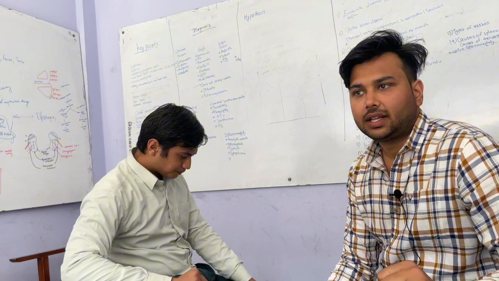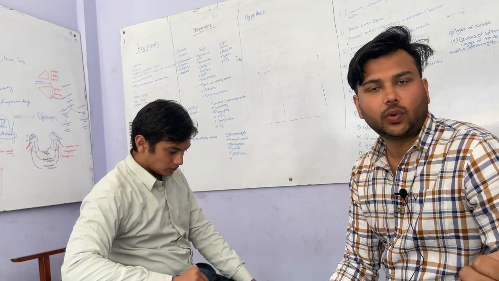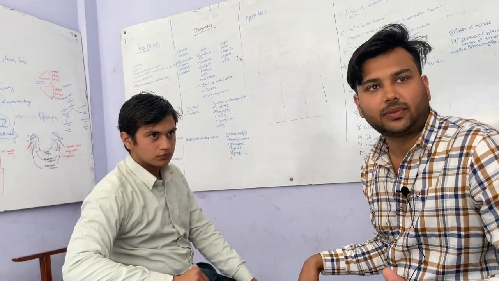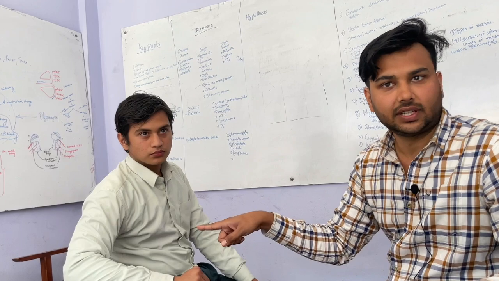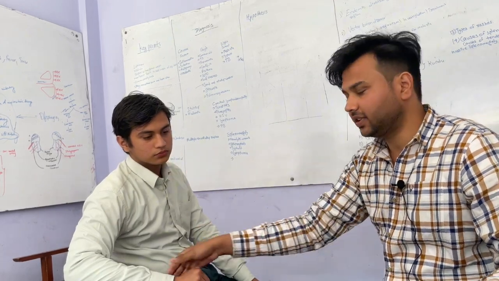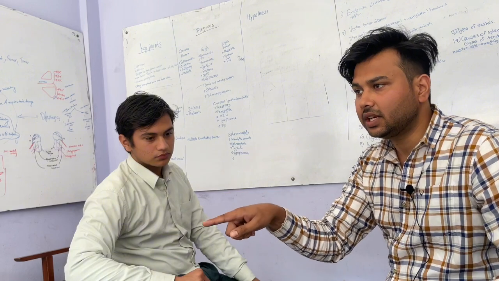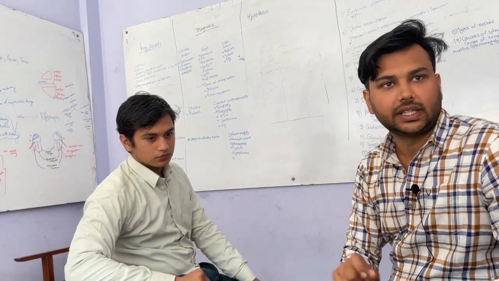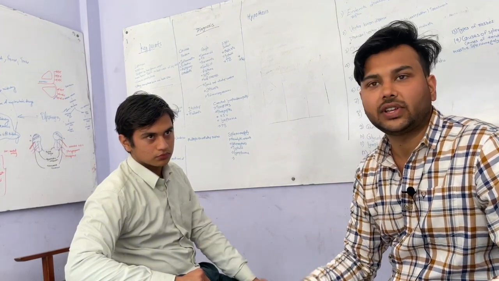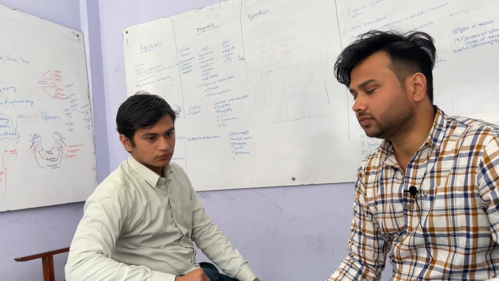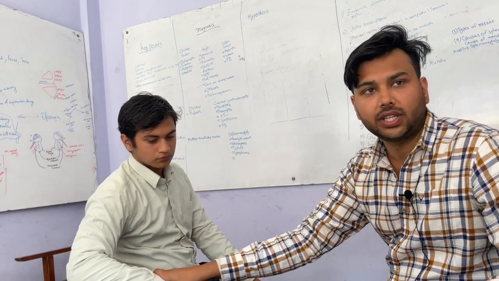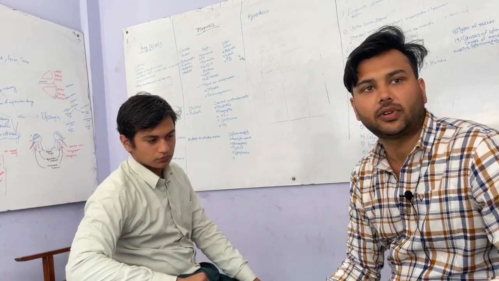Then you need to see whether all the peripheral pulses are palpable or not. Sometimes in shock or dehydration, he might have a good pulse here, but if you palpate the peripheral pulses, they may be absent. And if the peripheral pulses are absent, it means his volume status is not good. He probably needs an IV line to be put in and to be resuscitated with a large amount of IV fluid.